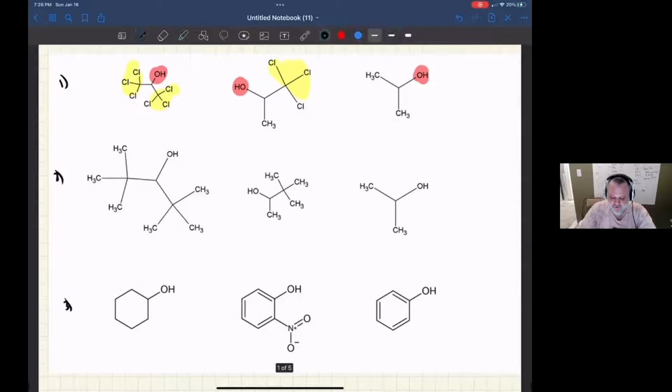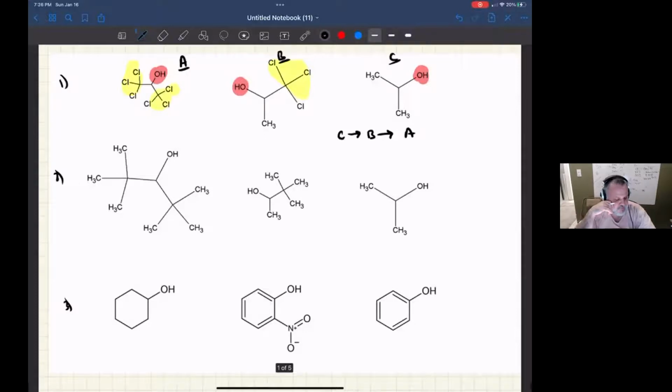So if I were to say A, B, and C, then the order would be C is the weakest, B is next, and then A. Because look, we just got additional chlorines providing more of an inductive effect. Okay, what about this one?